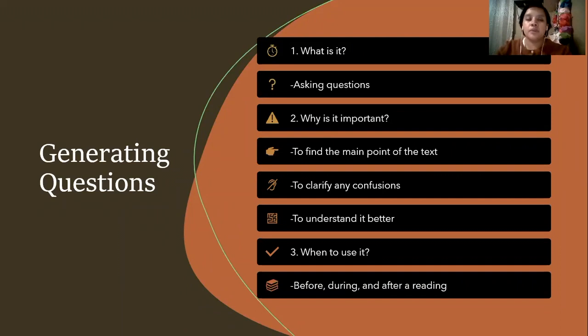So when do we use this reading strategy? You can actually use this reading strategy before, during, and after reading. Before you read, you can create these general questions. While you're reading, you can also create these general questions. And after you're reading, you can also create your general questions. It's preferable to use all three so it can be in order and it will be more clear to you.